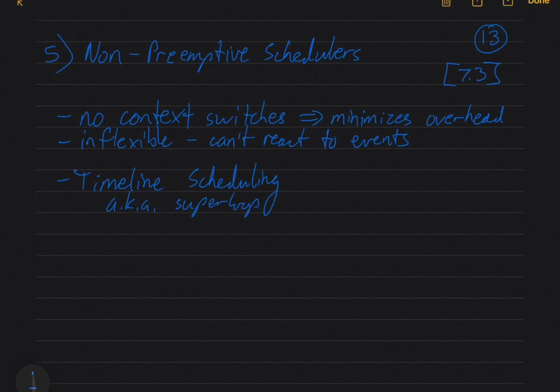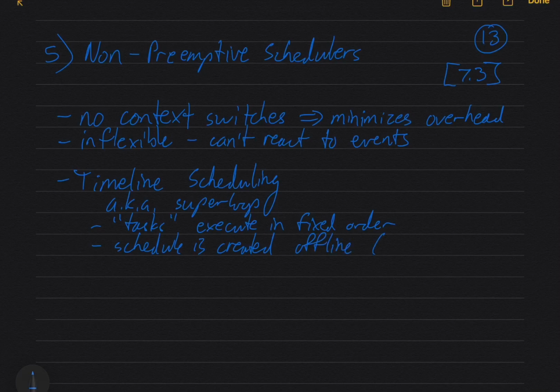And the tasks execute in a fixed order, and this order is determined at compile time or offline. So the schedule is created offline at compile time. When stuff happens at compile time versus at runtime, that's called static sometimes, and if it's happening at runtime, it's called dynamic. Or offline and online, they're different terms.